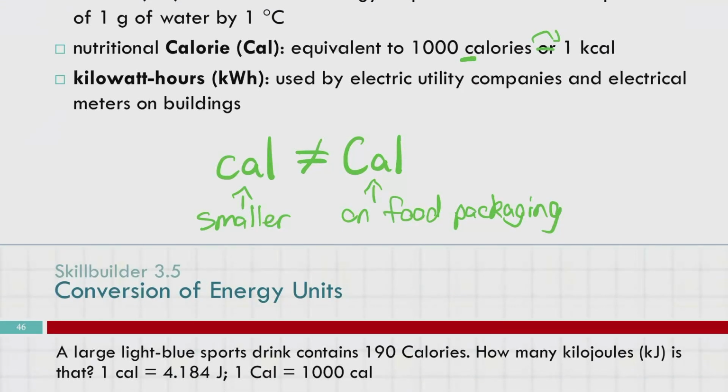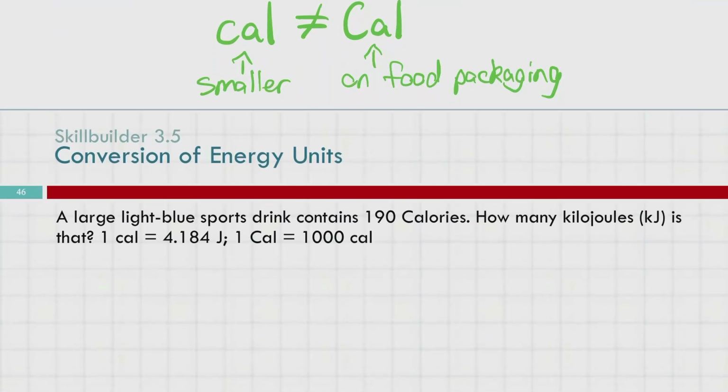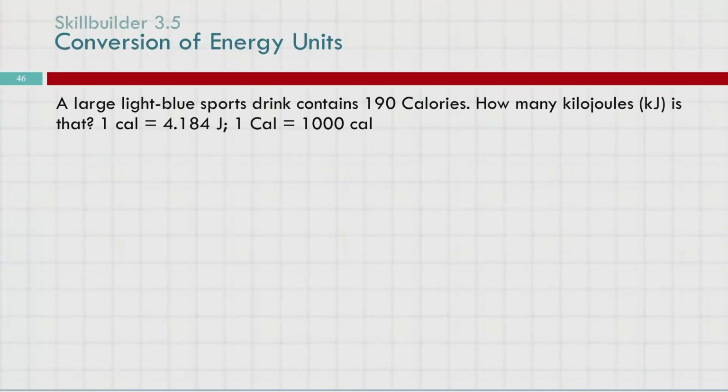All right, let's convert some energy units. A large light blue sports drink contains 190 Calories. How many kilojoules is that? And we have some conversion factors. So we are given flavor text, large light blue sports drink. Love light blue sports drink, one of my favorites. We're also given important information, 190 Calories. That's our important given information. And we want to know how many kilojoules that is.